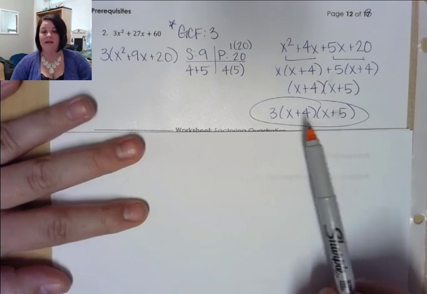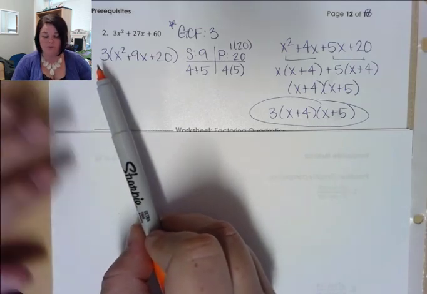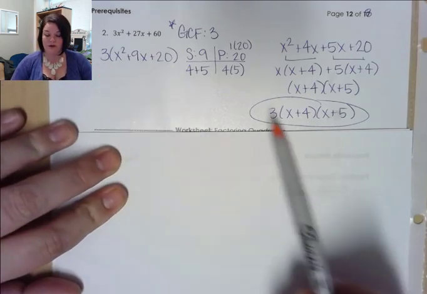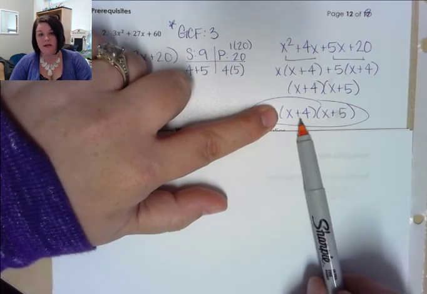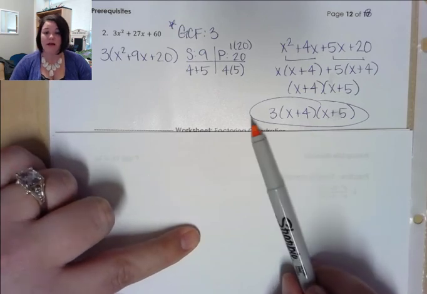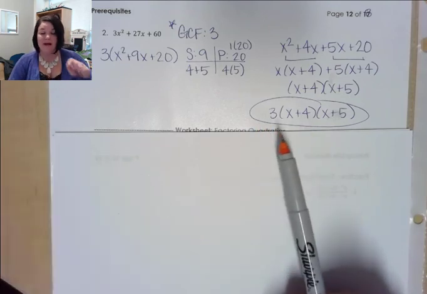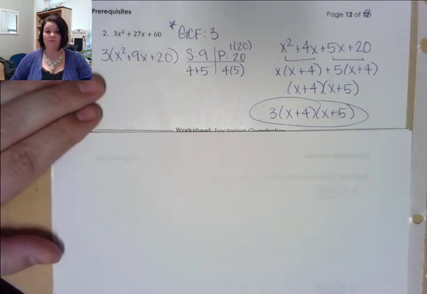Okay, now if you forgot to pull out this 3, don't erase your entire problem. Okay, if you forgot to pull out this 3 and you ended up with just 2 quantities, one of these quantities should have a greatest common factor of 3, and you can just pull it out here at the end. Okay, but as a rule, always look for your greatest common factor first.